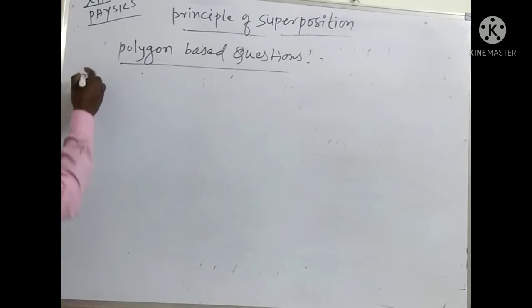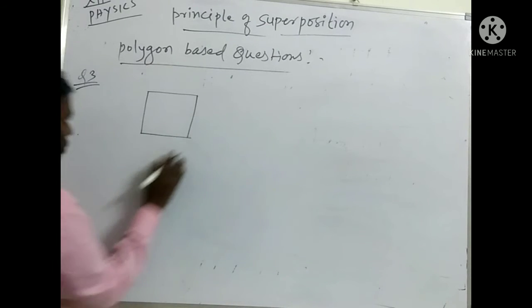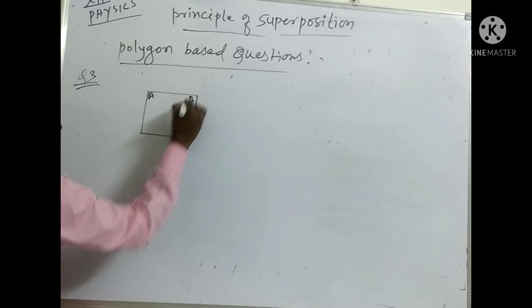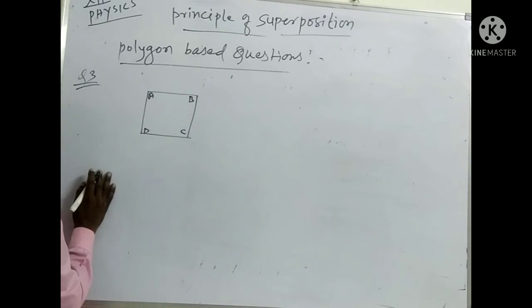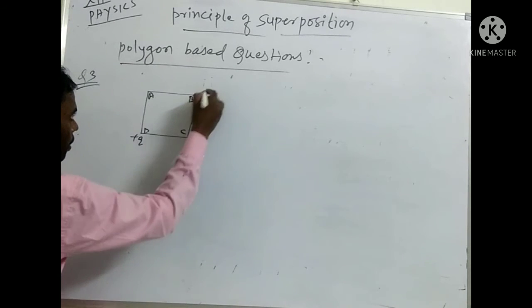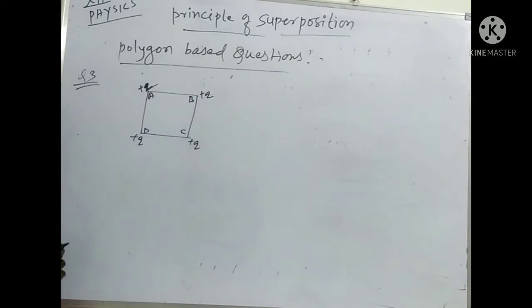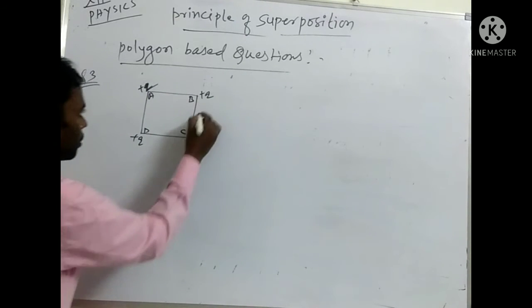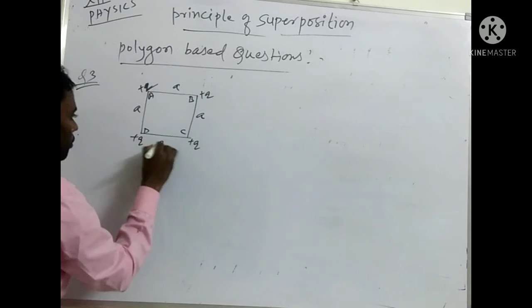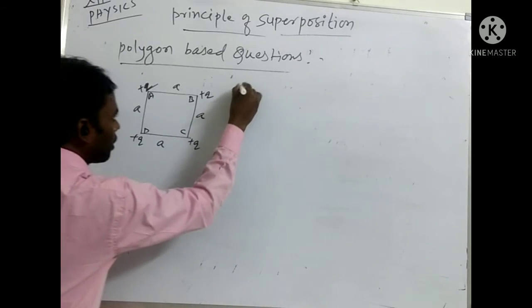Our next question, question number 3. Suppose the charges are given in a square form. Here are A, B, C, D. Here is a plus q charge, here is a plus q charge, here is a plus q charge, here is a plus q charge. Here the distance is a. All sides are equal in a square shape. Here we are asked to find the net force.